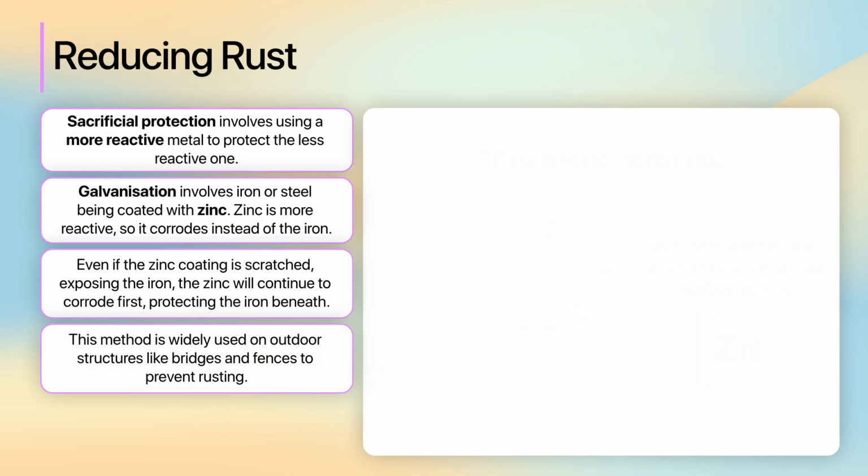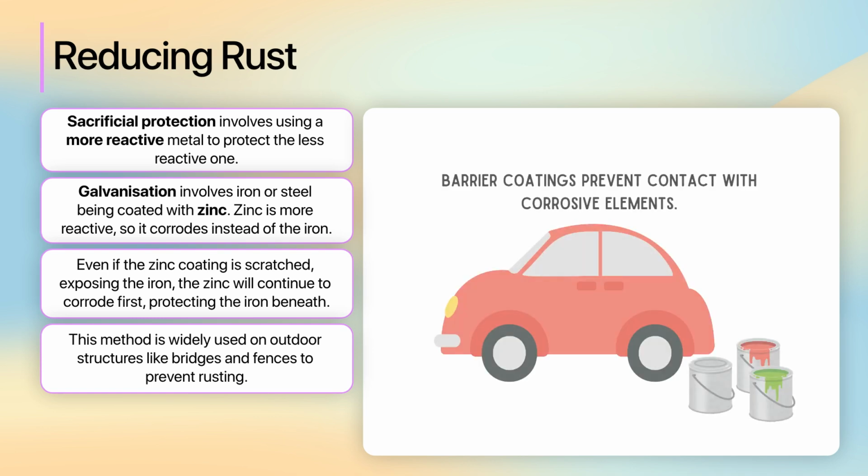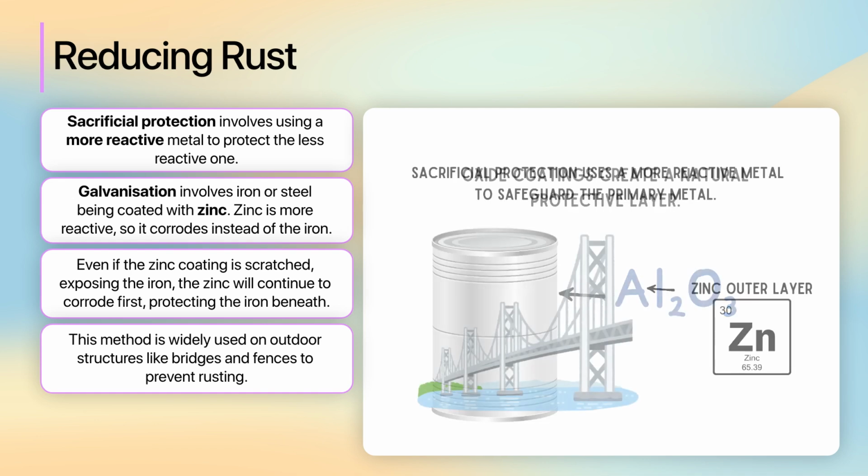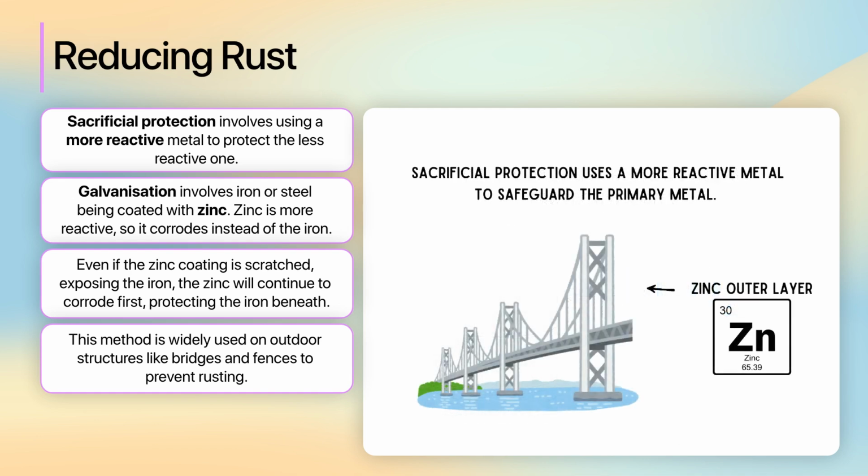Each of these techniques employs a different strategy to protect metals from corrosion. Barrier coatings prevent contact with corrosive elements, oxide coatings create a natural protective layer, and sacrificial protection uses a more reactive metal to safeguard the primary metal. Understanding these methods helps us choose the best approach for various applications, thereby extending the lifespan of materials and preserving the integrity of structures. By applying these methods, we can avoid the costly and potentially dangerous effects of corrosion.